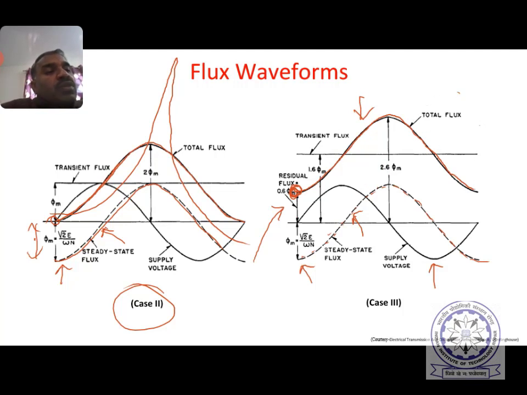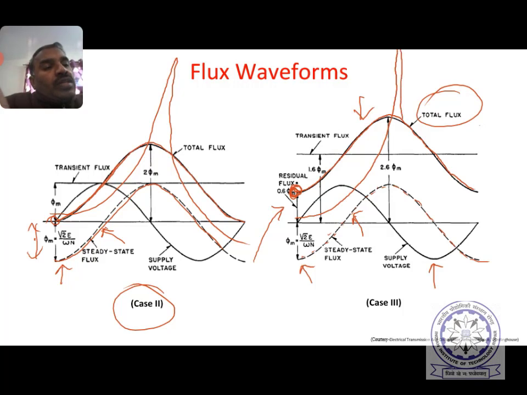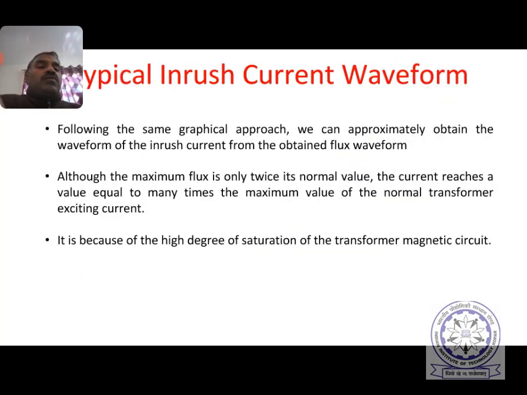You can see the total flux is huge again. So again, the current will be a huge peak like this if you draw it from the magnetization characteristic. This is case 3, whatever was just discussed.